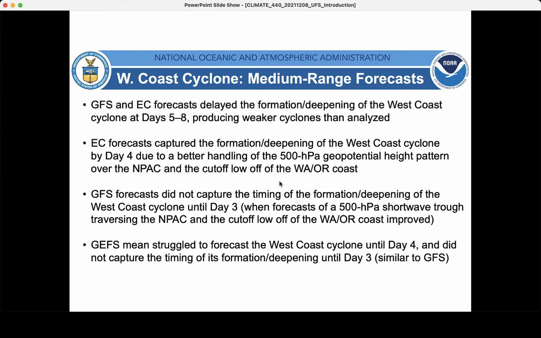The GFS forecast did not capture this until the 3-day forecast. Once the two of them come together, you get a lot more confidence, and it's very likely that the misrepresentation of that short wave is more a problem of data assimilation and data selection than of model performance. And you'll note here the Ensemble system struggled to forecast the West Coast cyclone until day 4 and did not capture the timing of its formation until day 3, very similar to the GFS. Perhaps you would expect it to reflect the performance of the GFS.